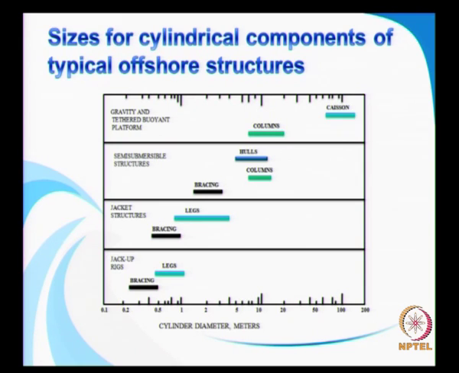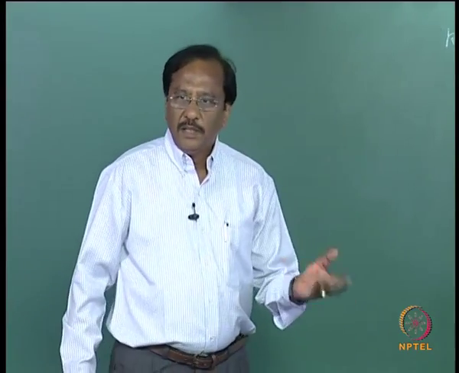Each of these structures has different components. For example, in this case you will have columns and caissons. Here you will have hull, columns, again bracings. Note that the structure diameter is given in meters here. So you see that the diameter can be anywhere between 0.3 to as high as about 100 meters. Now, this gives us a feeling for the size of structures which we are going to deal with in the field of ocean engineering for design of offshore structures. I hope this is clear.